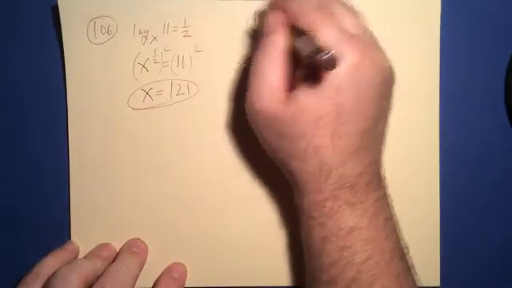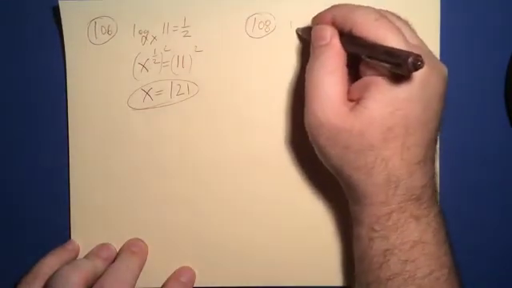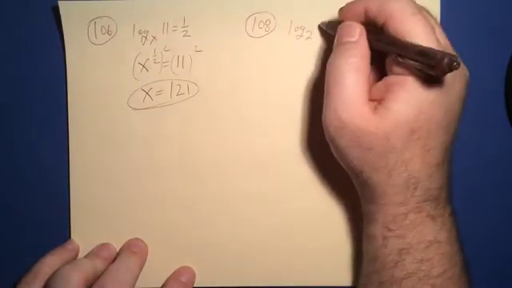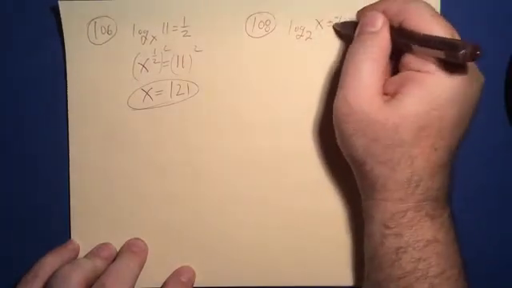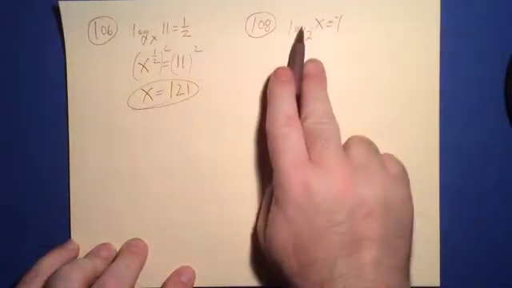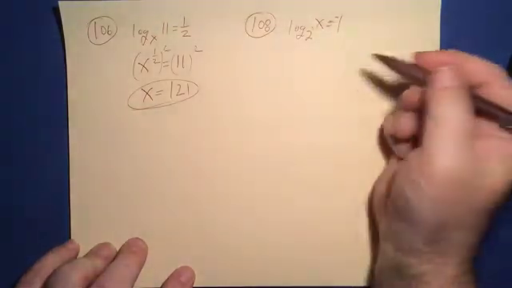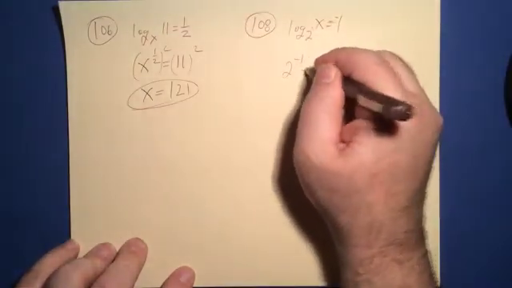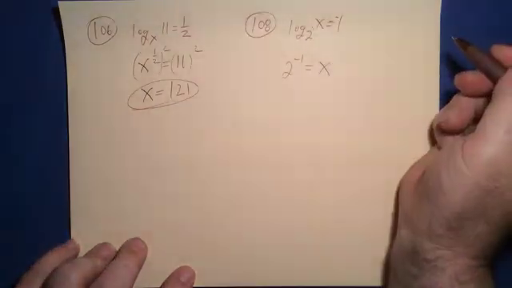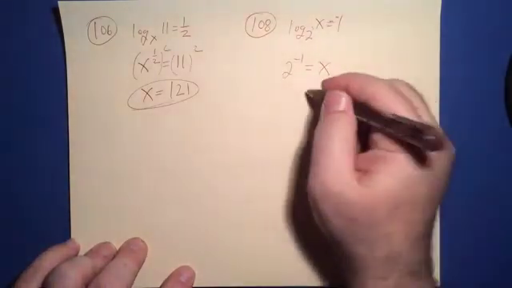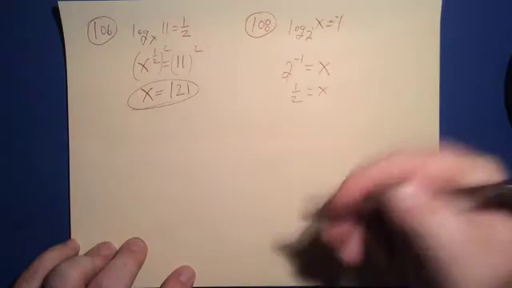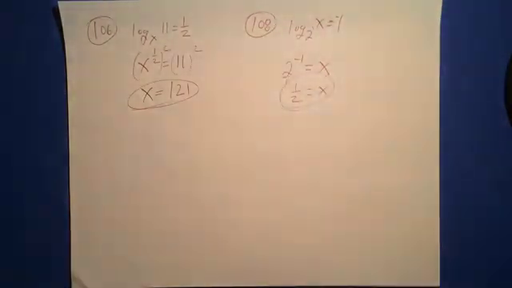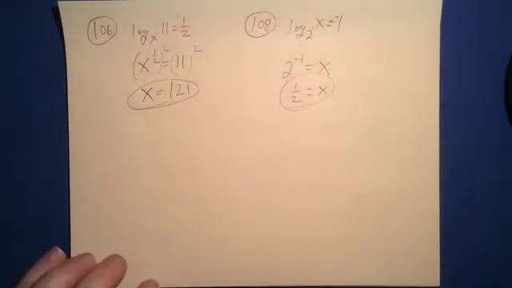108, we've got log base 2 of x is equal to -1. So we can have the -1 over here, but we can't get anything negative here. So when I write this in exponential form, we have 2 to the -1 equals x. Well, remember, 2 to the -1 is just going to be 1/2. I just put a 1 under that, I flip it, and there's going to be my solution for 108.